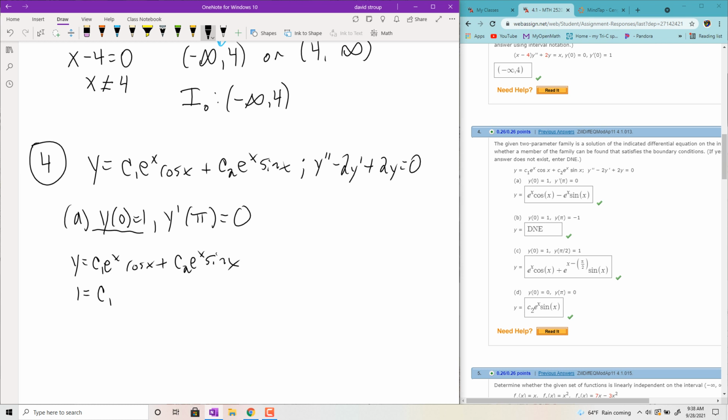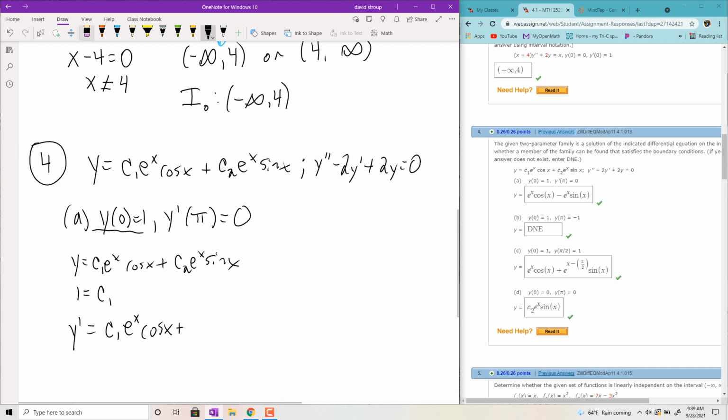Sine of 0 is 0, so you just get c1 is 1. Then let's get the derivative of this function. So you've got to do product rules. The first one I'll leave cosine alone, the derivative of e to the x is just e to the x, and you get cosine x.